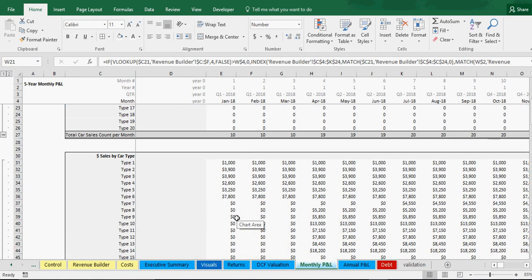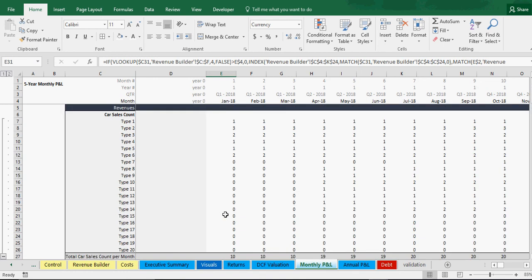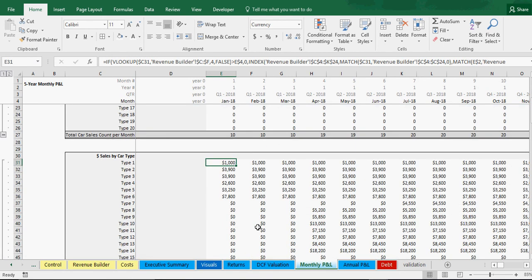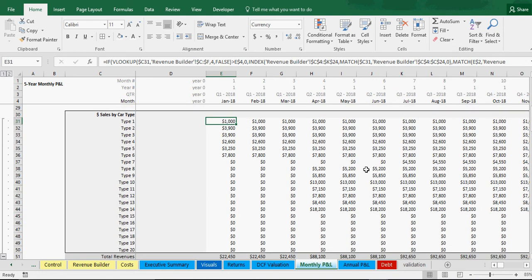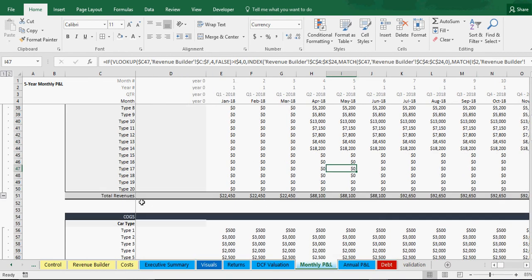Then we've got the dollar sales. This is dynamically looking up the amount of cars you're selling based on the sale price of the car. And that also corresponds with when you actually start selling the cars. So it's all dynamic. Then you get a monthly revenue from that.